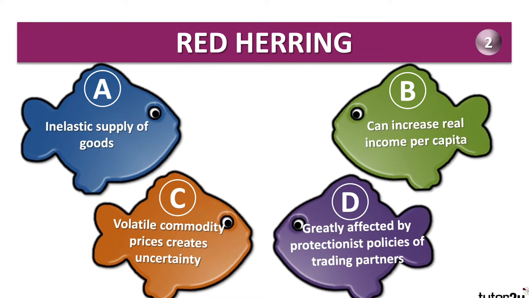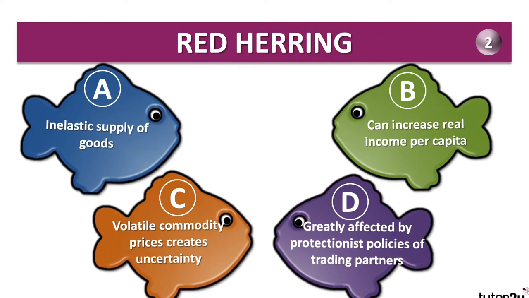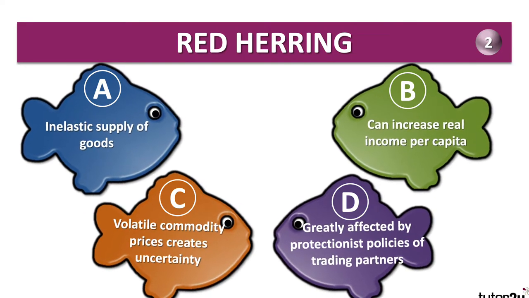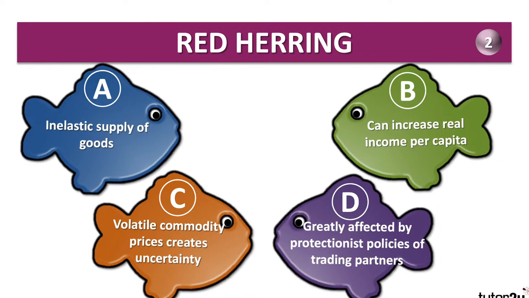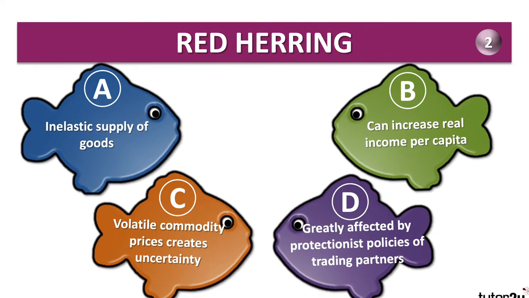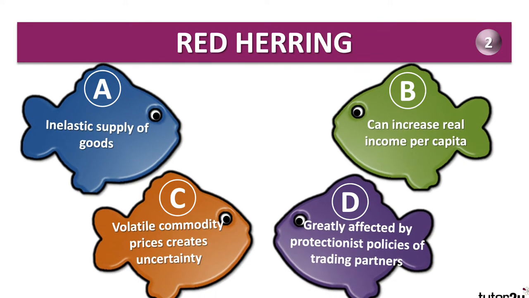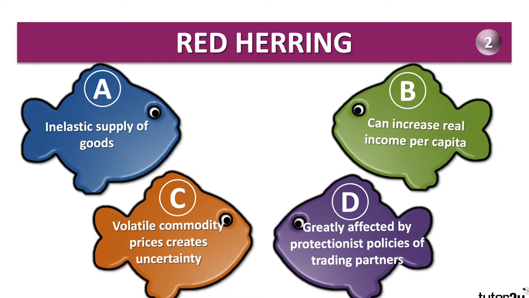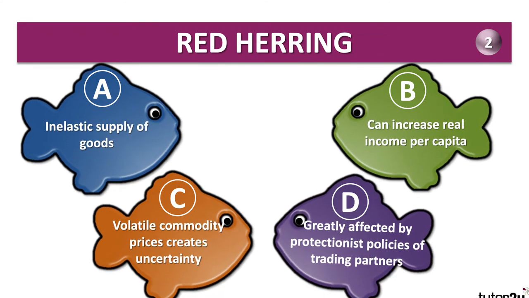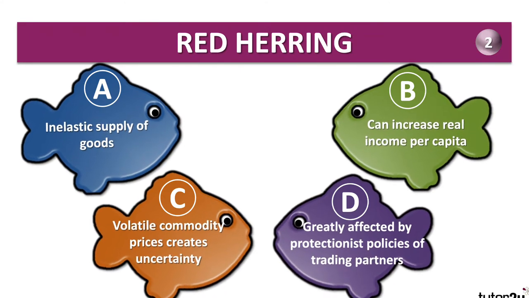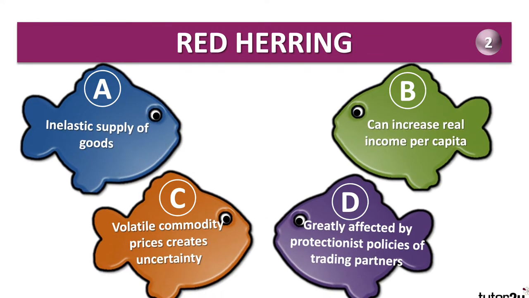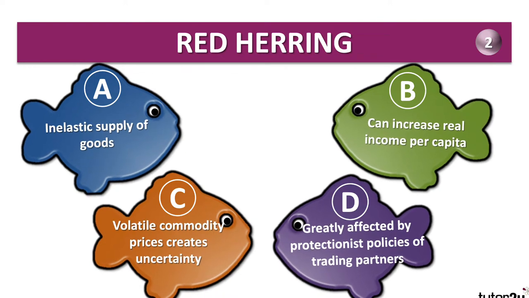So is it A, an inelastic supply of goods? B, can increase real income per capita? C, volatile commodity prices creates uncertainty? Or D, greatly affected by protectionist policies of trading partners? So as before, which one do you think is the odd one out? And what links the remaining three? So have a go, pop your answers in the chat.